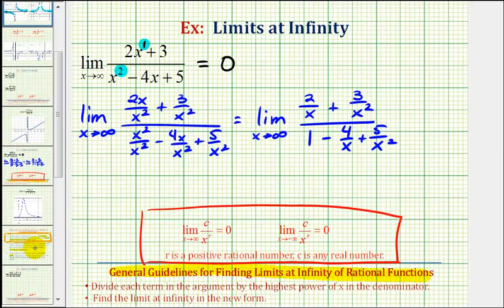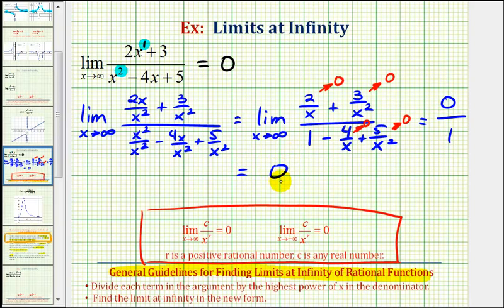So going back to our example, let's consider what's happening to each term as x approaches positive infinity. Well, 2 divided by x would approach 0. It fits this form here. 3 divided by x squared would also approach 0 as x approaches infinity. Then looking at the denominator, notice how this 1 is not affected by x, but 4 divided by x is going to approach 0, as well as 5 divided by x squared. So the numerator is approaching 0, the denominator is approaching 1. Therefore, our limit is equal to 0, which we already knew by determining the degree of the numerator and denominator.